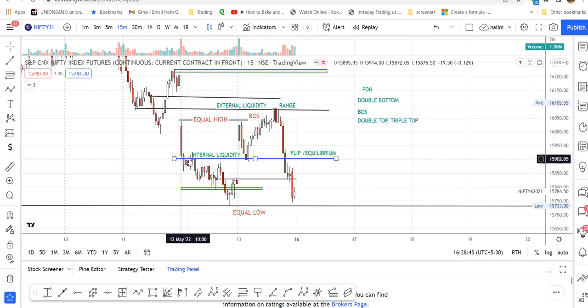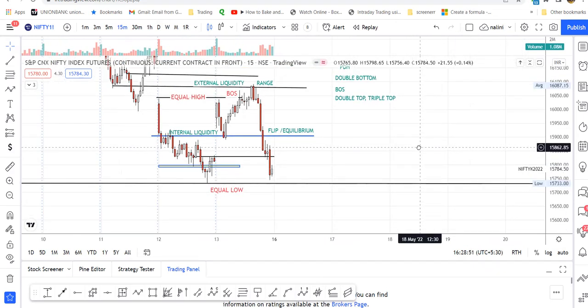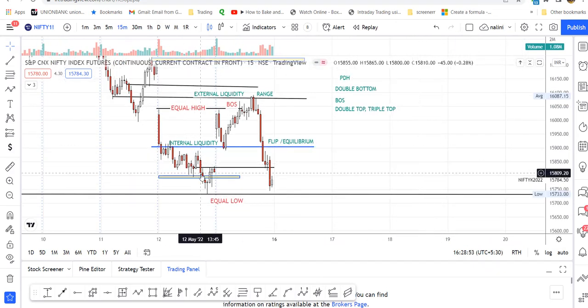After that, buyers and sellers were engaged in the market. And finally, what happened is there was a break of the structure and the market ended here. These are all the things. It is internal liquidity.